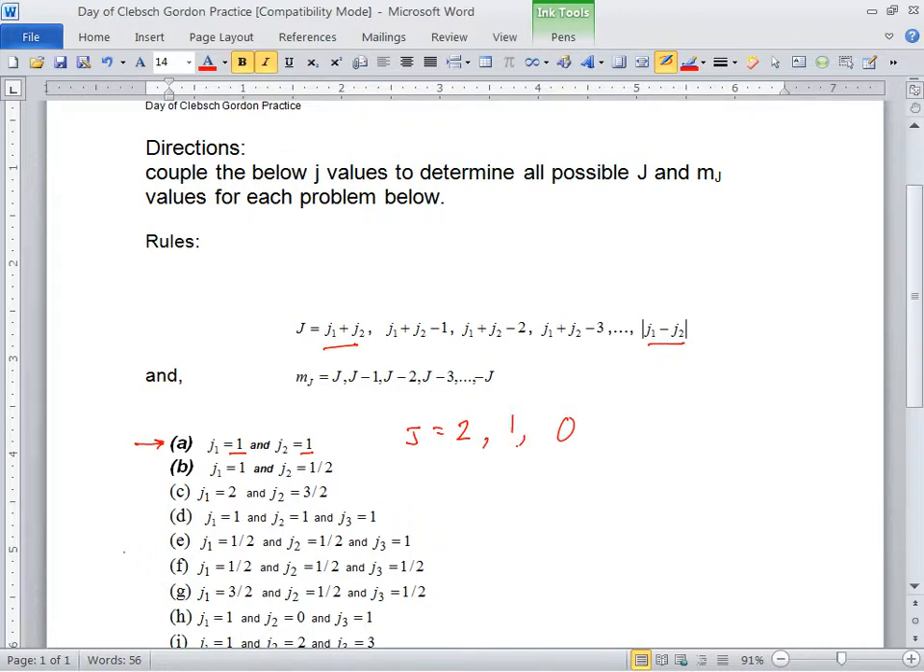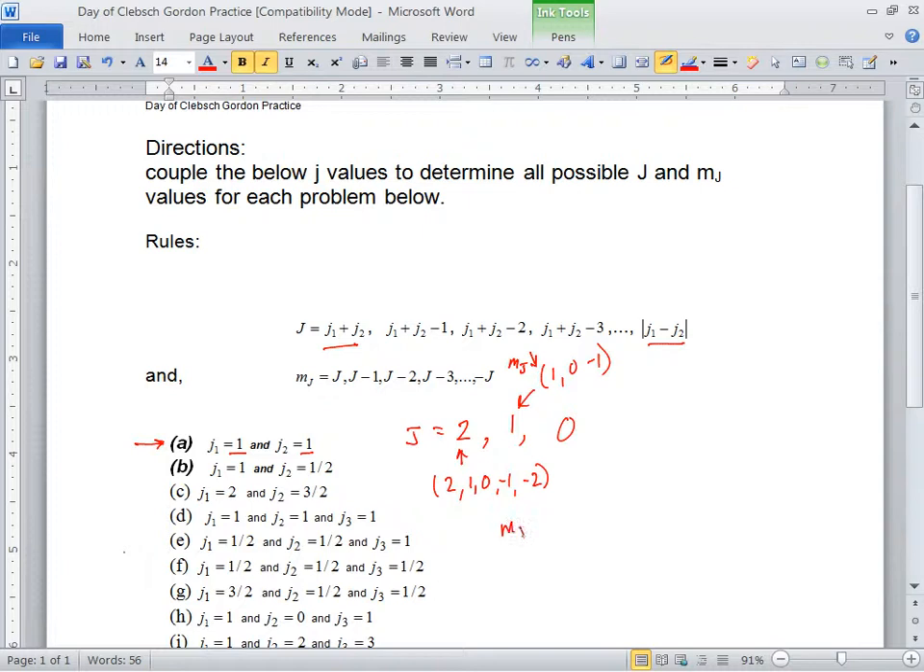Then for each one of these, you're supposed to write the m sub j values. So for 2, m sub j would be 2 all the way down to negative 2. And then you fill out all the numbers in between, right? So you'd have a 1, a 0, and a negative 1. And then for a 1, you'd have for m sub j's from 1 to negative 1? Yeah, 1 all the way down to negative 1. So you'd have 0 in between. All right, those are our m sub j's.